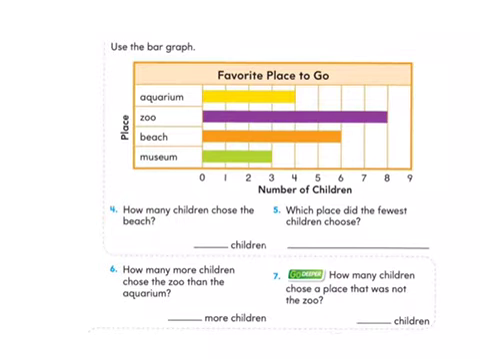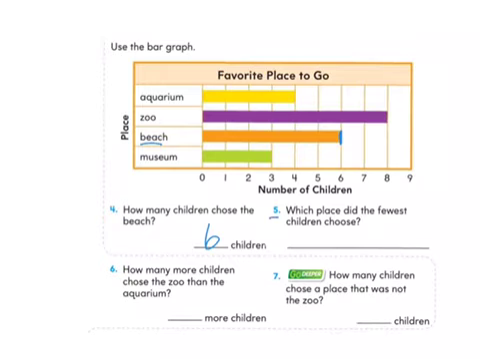All right, our next bar graph we're going to look at is favorite places to go. So we're going to use this bar graph, this data, to answer these questions down here. So my first question is, how many children chose the beach? So I'm going to look at where the beach bar ends, and it ends at the number 6. That means there's 6 children that chose the beach as their favorite place to go.